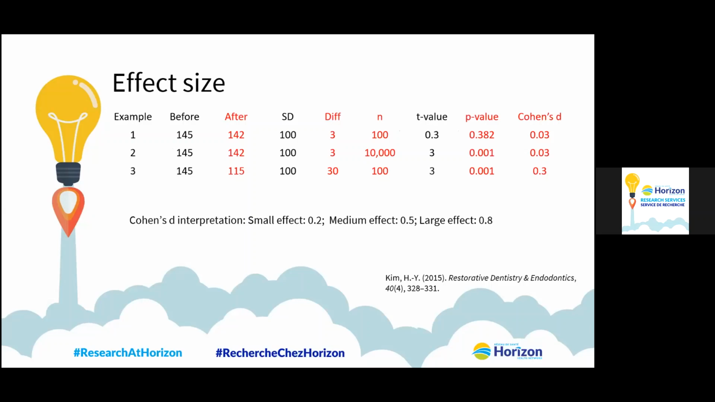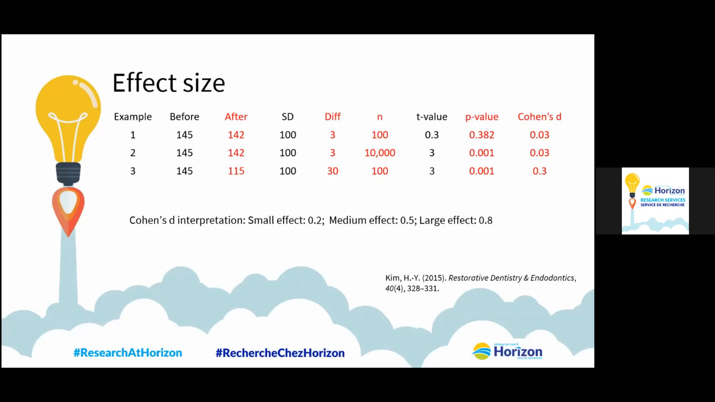So the importance of effect sizes can be seen in this table adapted from Kim in 2015. There are 3 examples presented here that detail analyses given different sample sizes and different differences between 2 groups. If we look at example 1, we can see that there's a before measure and an after measure, and there's a difference in this value of 3, whatever they're measuring. They get 145 before, 142 after. They get a difference between those 2 groups of 3, and they have a sample size of 100.